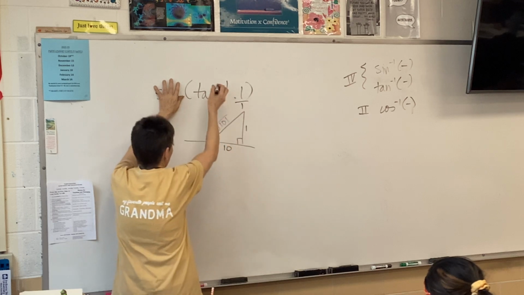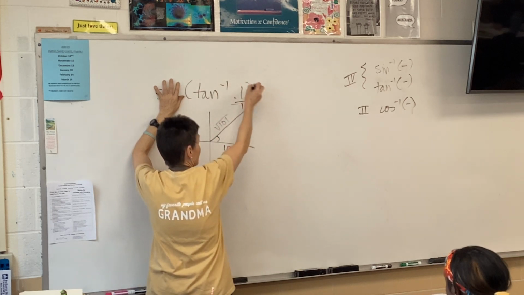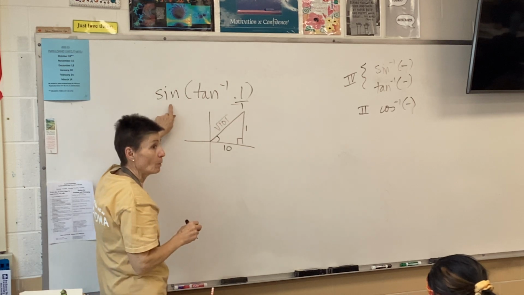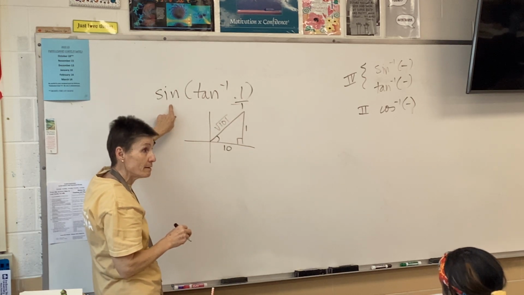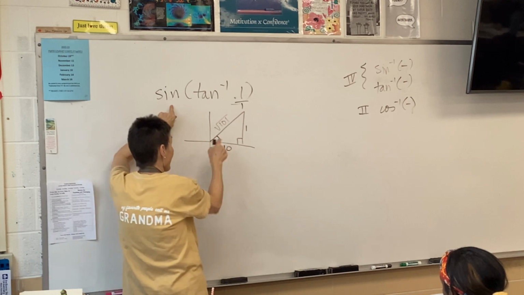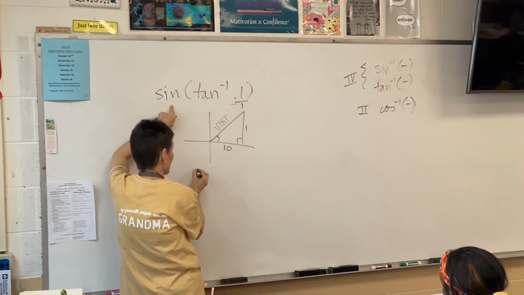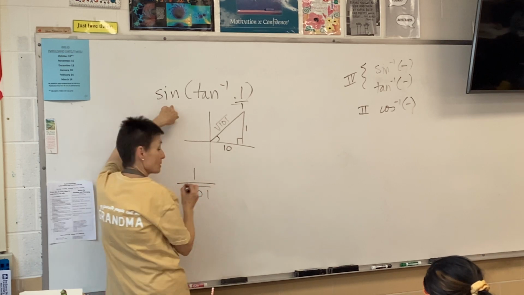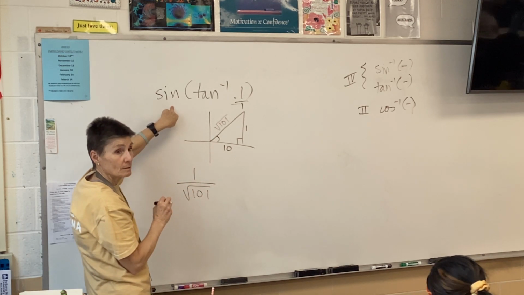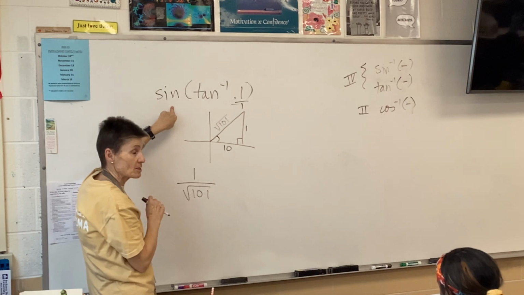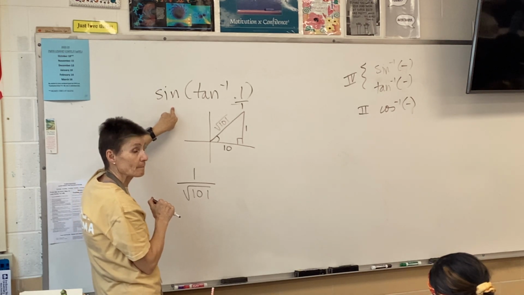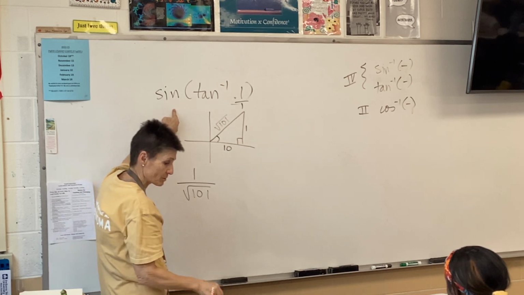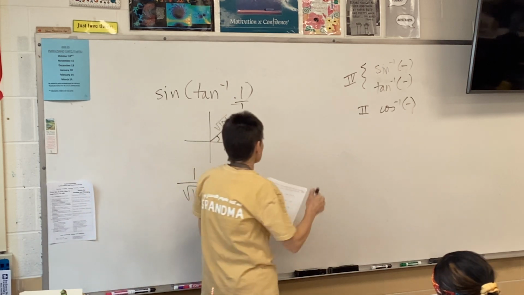Now that's a picture of the problem. What do I want to know? I want to know the sine. Well, what is the sine of that angle? Opposite over hypotenuse. And you don't need to rationalize that. You can leave it alone. That wasn't so hard. Let's try the next one.